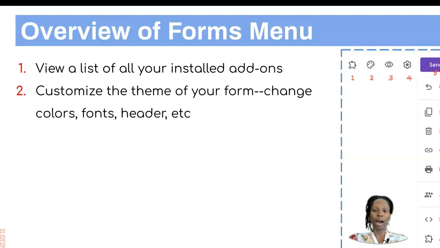Next, you have your themes. So here you're able to customize your theme if you want to choose the different color of what your form will look like, if you want to choose what particular font type, if you want to have a picture in the header. Those are the things you can do under customized theme.